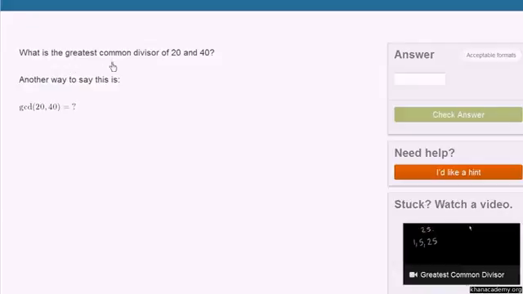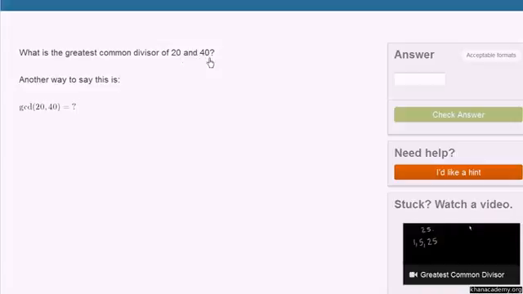We're asked, what is the greatest common divisor of 20 and 40? Another way to say this is the GCD, or greatest common divisor, of 20 and 40 is equal to question mark. Greatest common divisor sounds like a very fancy term, but it's really just saying, what is the largest number that is divisible into both 20 and 40?